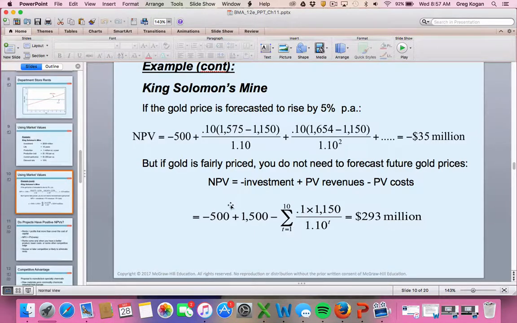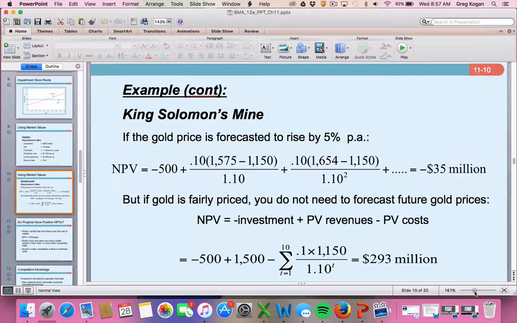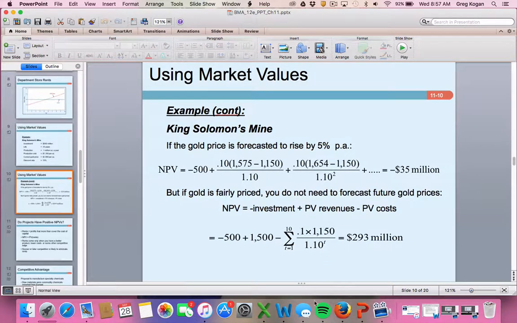a little tricky. We can see here that now it's minus 500 plus 1,500 minus the sum from 1 to 10 of the discounted costs of each year per unit times the number of units produced, now giving us 293 million, which is a positive. And now the gold mine does seem like a good idea. So this is another example to walk through just to get an understanding. It's not always clear-cut completely with NPV, but very good to go back and triple check.